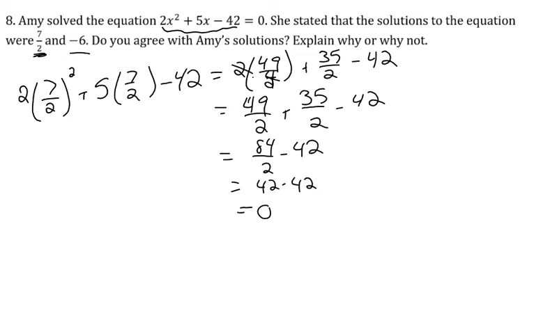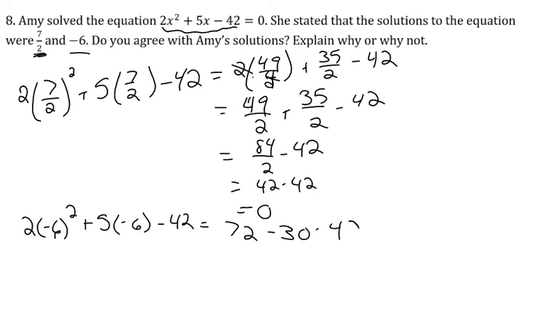Now let's see, is negative 6 a solution? Substitute in a negative 6 for x. Well, I get 2 times 36. 2 times 36 is 72. Minus 30 minus 42. That's 72 minus 72, which is 0. So yes, negative 6 is a solution.